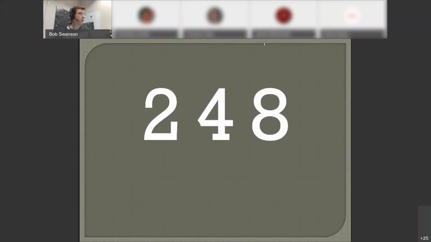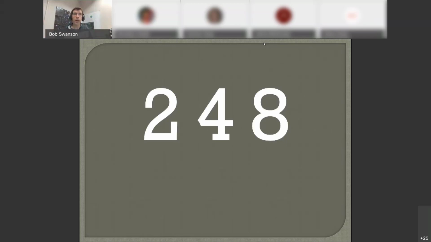So a couple of groups here said doubling. They proposed 1, 2, 4, or they did 3, 6, 12, or something like that. They said the rule is that you double the first number to get the second number, you double the second number to get the third number. I said that's not the rule.